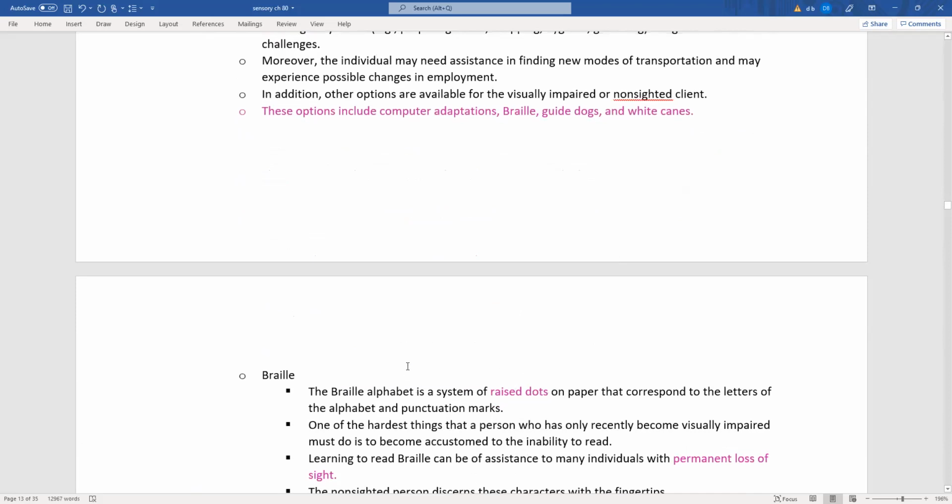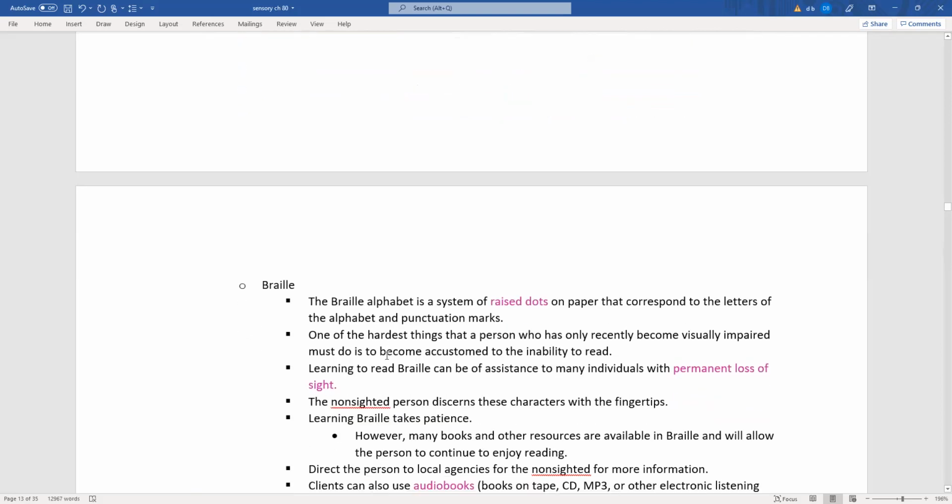So with Braille, the Braille alphabet is a system of raised dots on the paper that correspond to the letters of the alphabet and punctuation marks. We know what Braille is. That's what blind people use to read. One of the hardest things that a person who has only recently become visually impaired must do is become accustomed to the inability to read. So learning to read Braille can be of assistance to many individuals with permanent loss of sight.